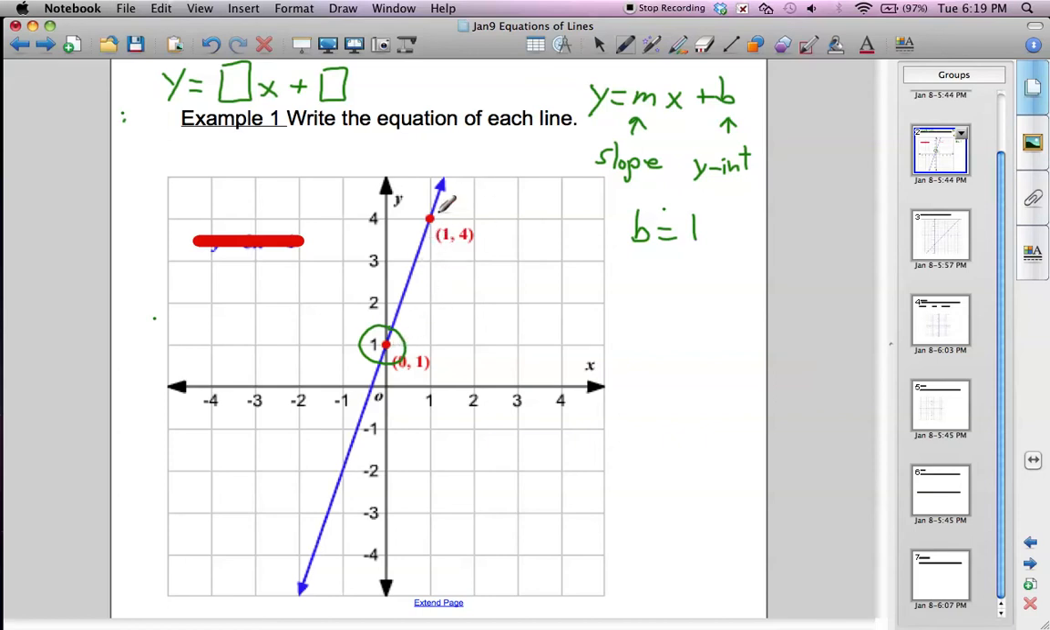So if you look at this line, we can see that to get from one point on the line to another one, we go right 1 and up 4. Okay, we go right 1 and up 4, so every time it's increasing by 4. It's the same everywhere on the line.